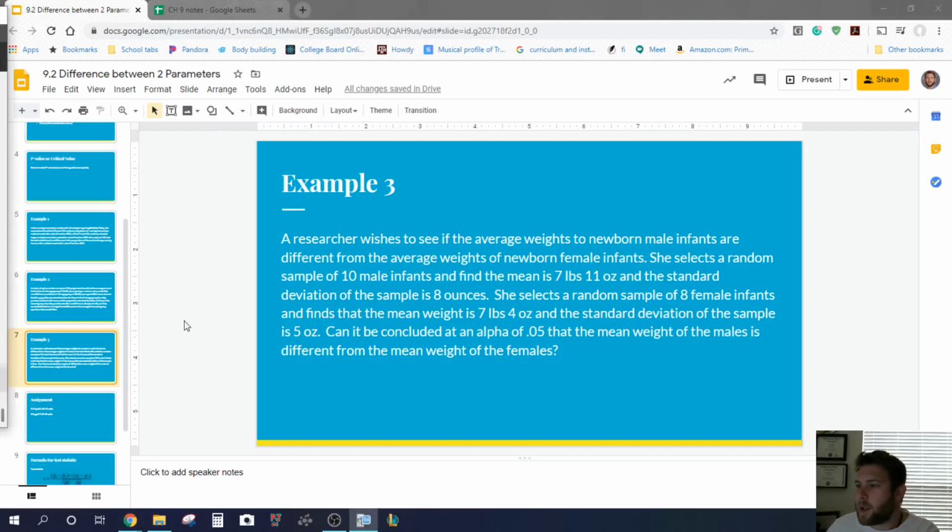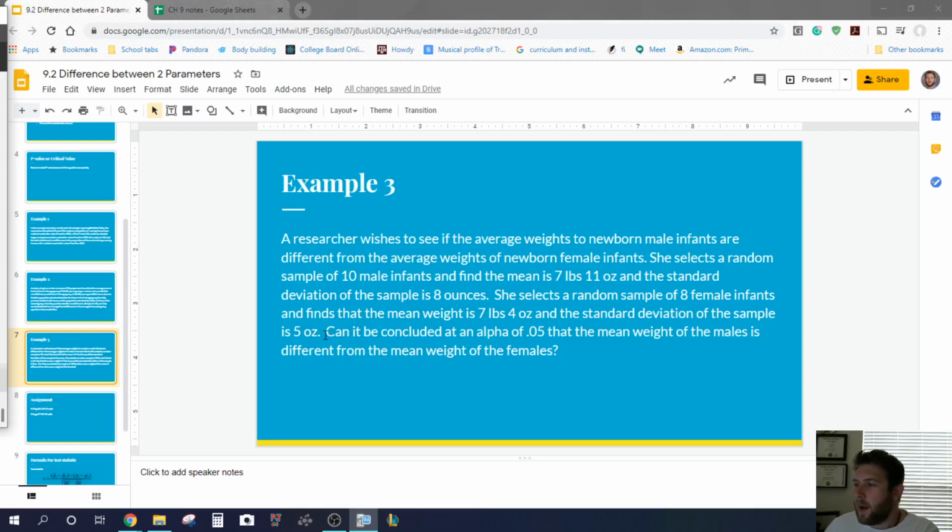Okay, so just going through this problem quickly. Researcher here wishes to see if the average weight of newborn males is different from the average of newborn female infants. She selects a random sample of 10 males. That's under 30, so it's going to be a 2-sample t-test no matter what I do. The mean is 7 pounds 11 ounces, and the standard deviation is 8 ounces. She selects a random sample of 8 female infants and finds the mean weight is 7 pounds 4 ounces, and the standard deviation of the sample is 5 ounces. Can it be concluded at alpha 0.05 that the mean weight of males is different from that of the females?